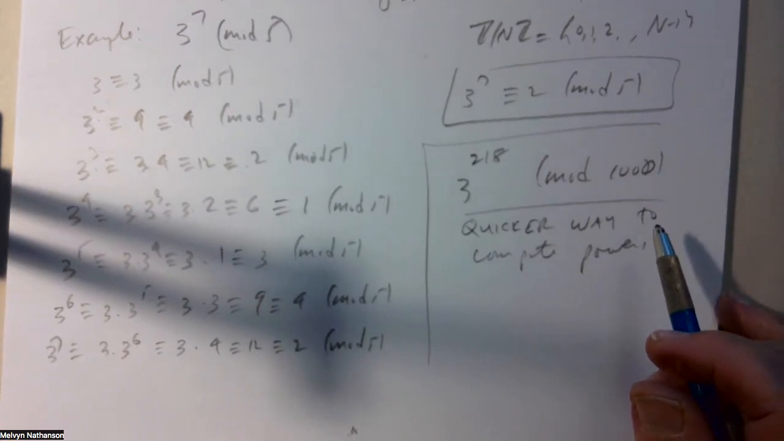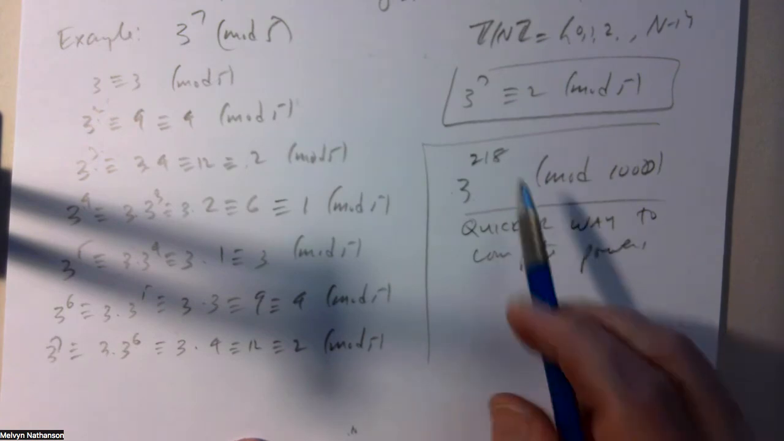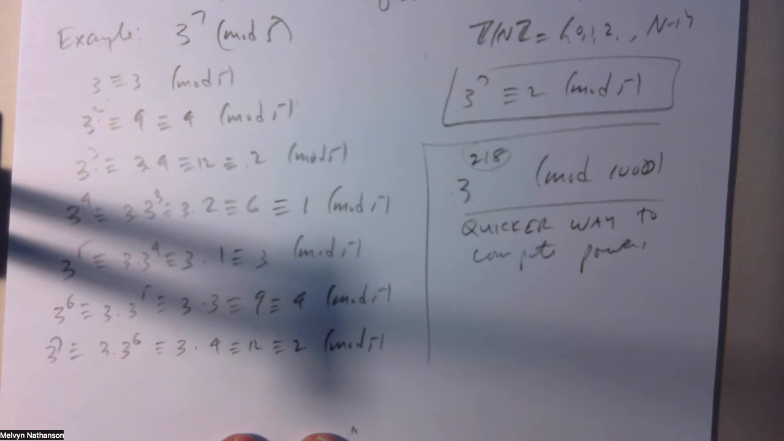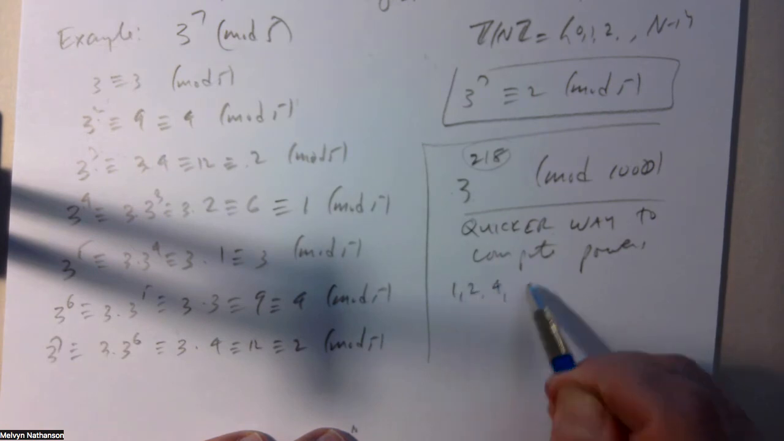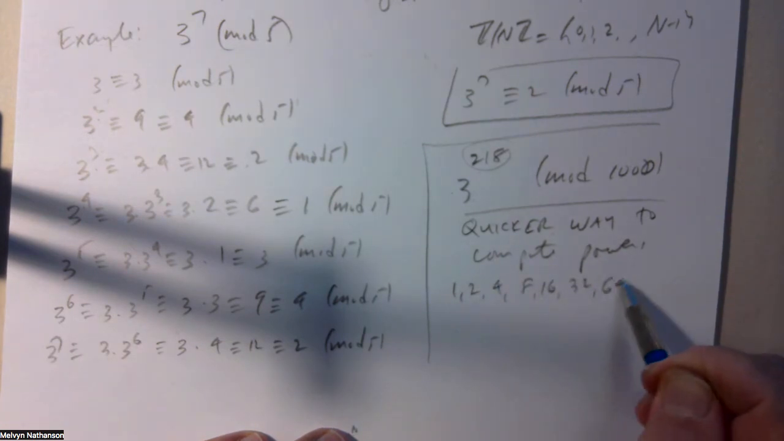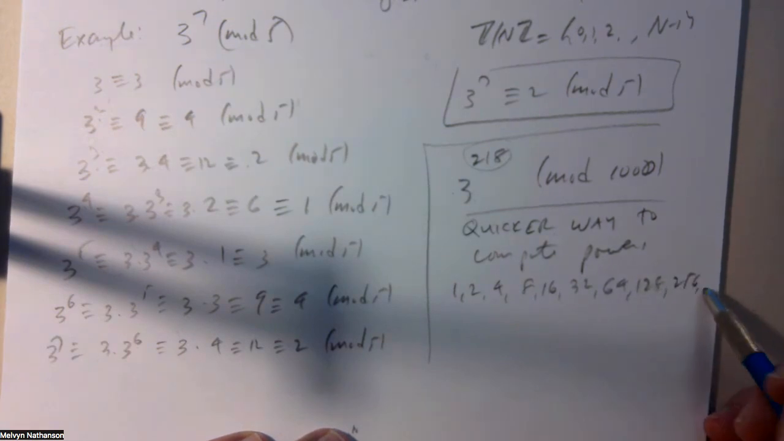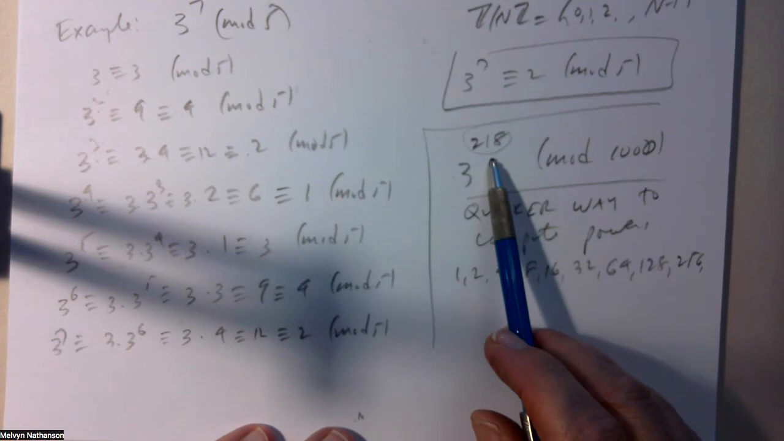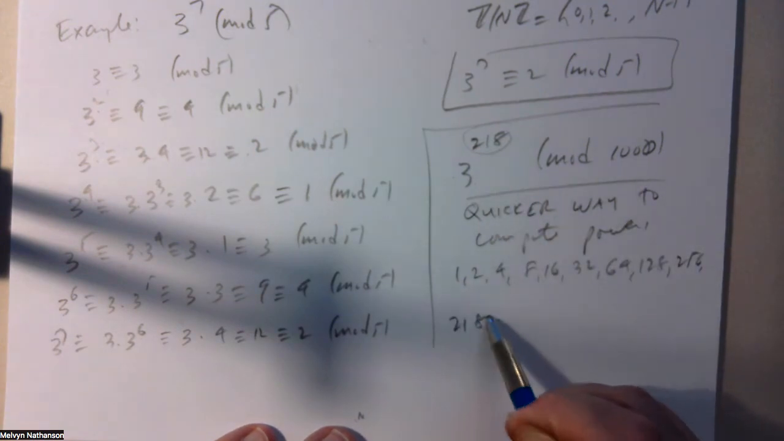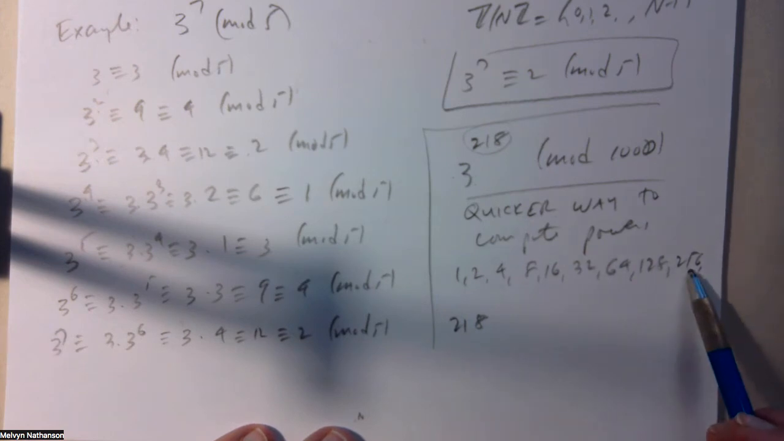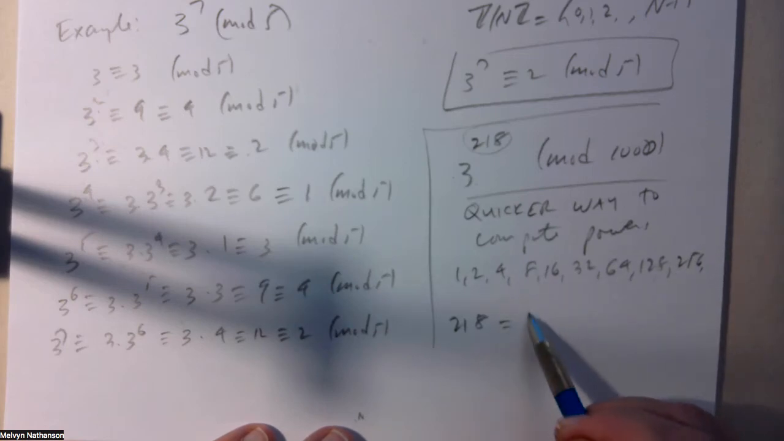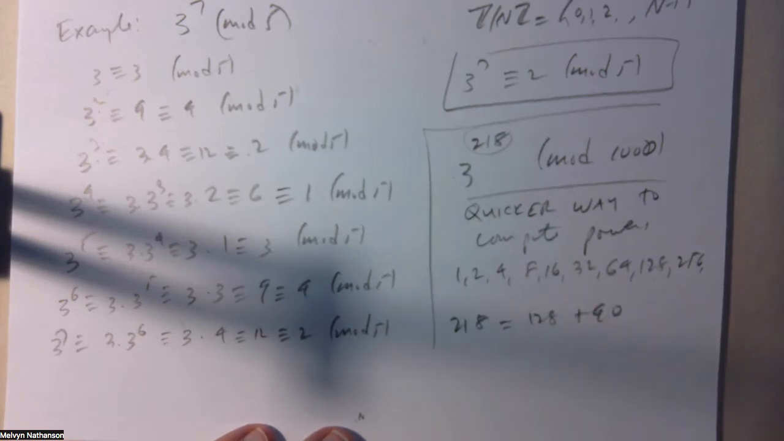And one method, one algorithm, is to take your exponent and write it as a sum of powers of 2. So you know every integer is uniquely a sum of distinct powers of 2. So what are the powers of 2? 1, 2, 4, 8, 16, 32, 64, 128, 256, and so forth. If I want to write 218 as a sum of powers of 2, I'll do it the simplest way. I'll pick the largest power of 2 that I can. 256 is too big, but 128 is okay. This is 128 plus 90.